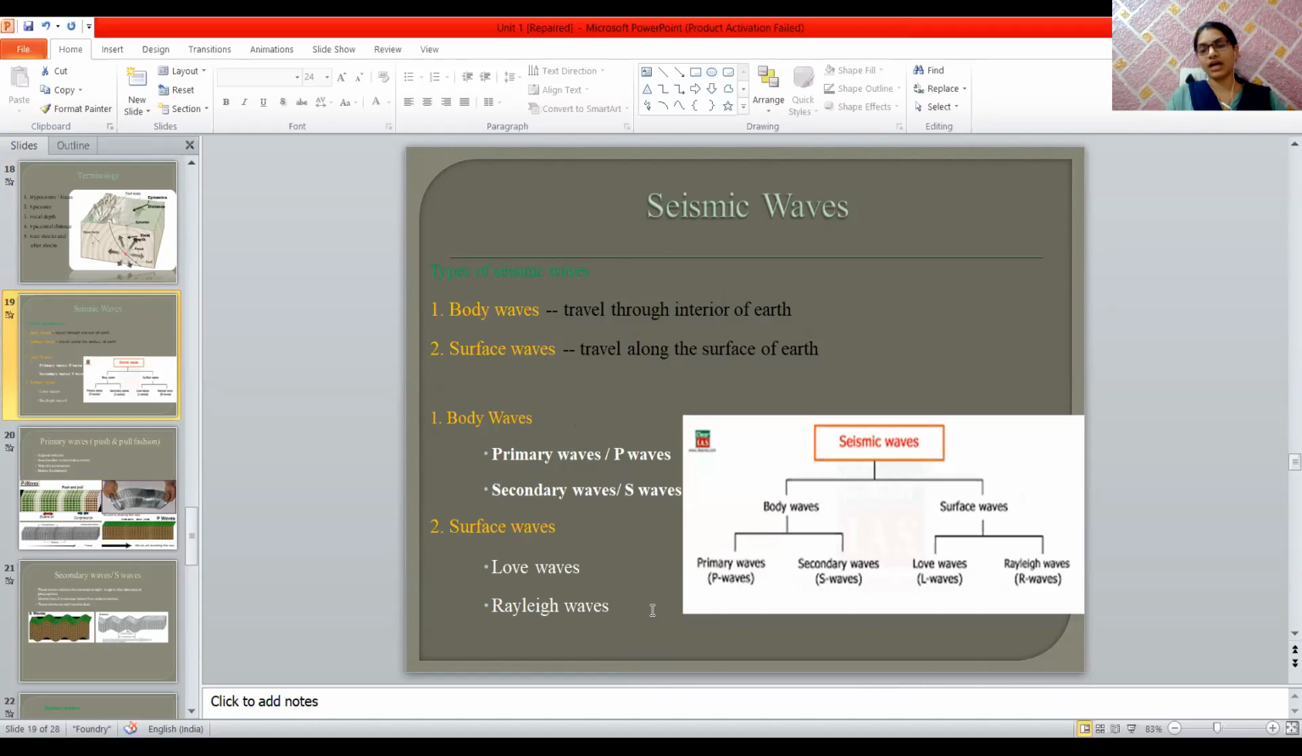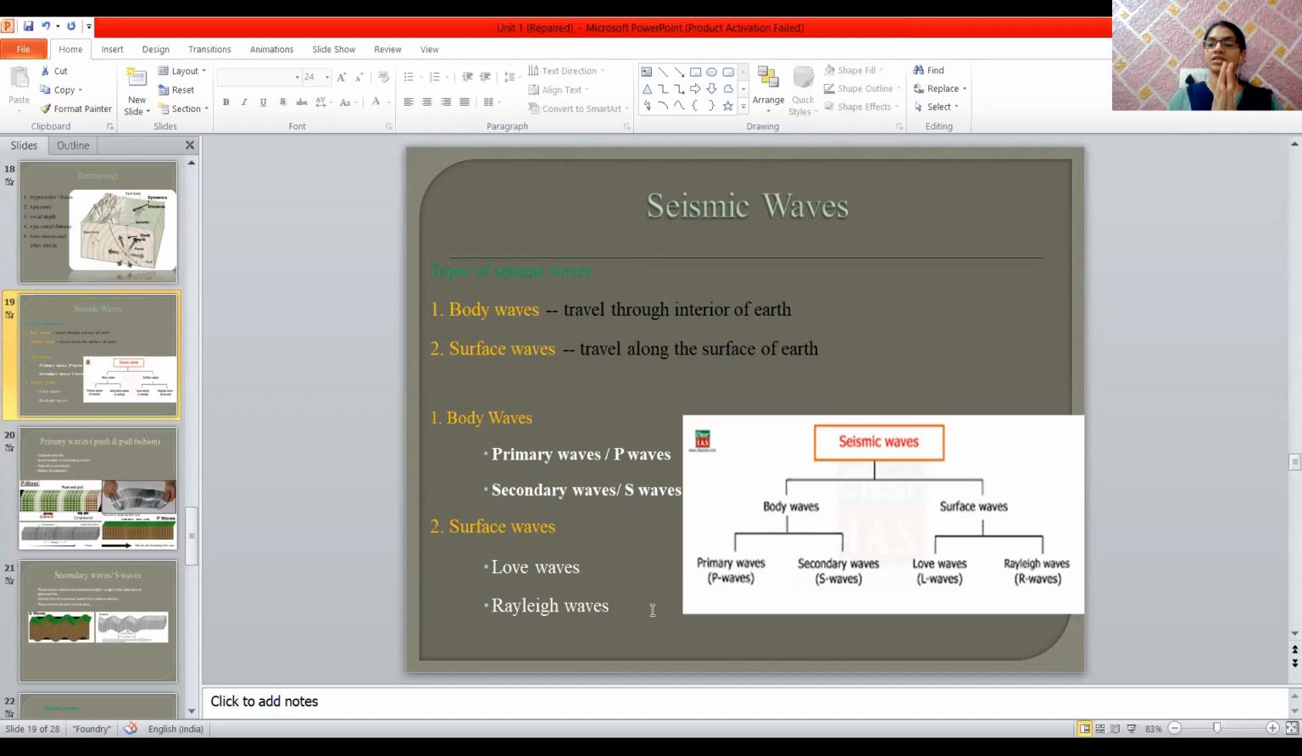The body waves are also divided into two parts: the primary wave and secondary wave. And surface waves are also divided into two parts: Rayleigh wave and Love wave. First of all, we are discussing the body wave. Body wave travels in the innermost part of Earth.